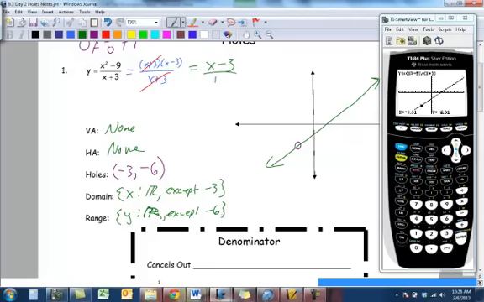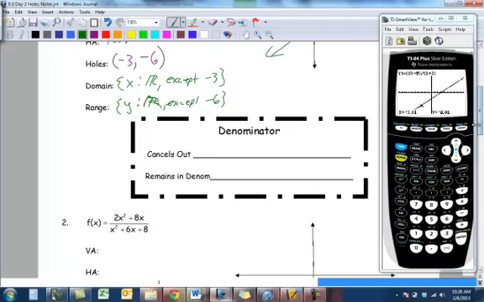Alright, so if it cancels out, there's a hole, and this is what this box here is going to talk about. If a term in the denominator cancels out, that's going to create a hole. If it remains in the denominator, that's what makes a vertical asymptote. Now, to find the y value, I want to write this down too. To find the y value, plug x into what remains.